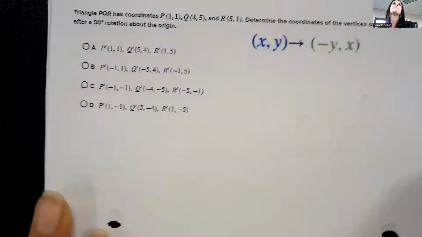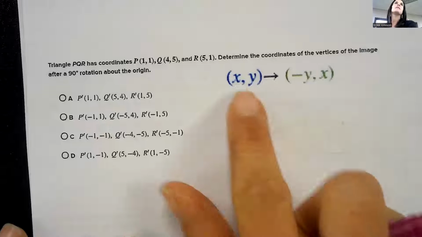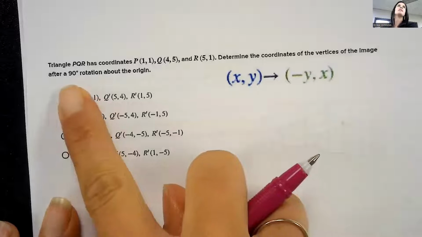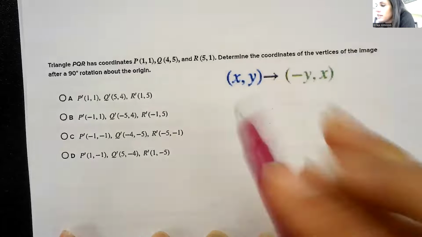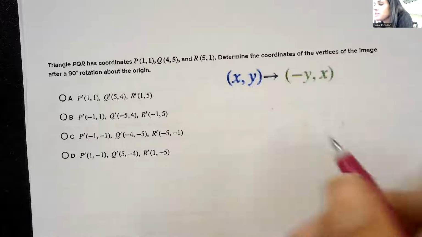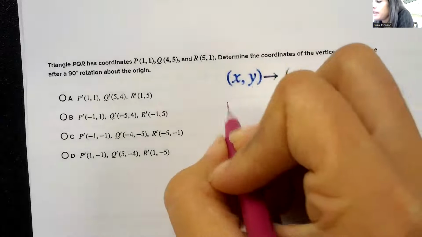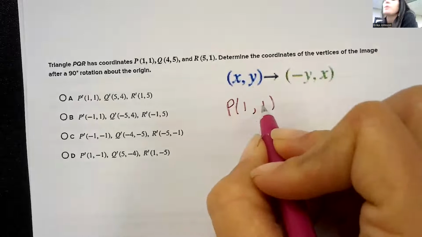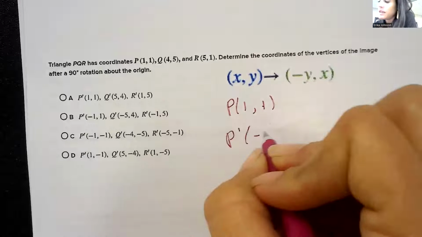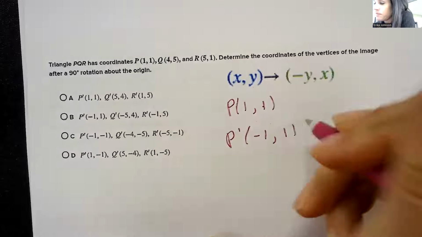One more. This one, it says 90 degrees about the origin. That's counterclockwise. So I'm using this: make y the opposite and swap. P was at 1, 1. If I make y the opposite be -1, swap it, the new P would be at -1, 1.